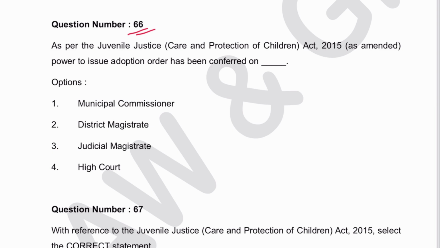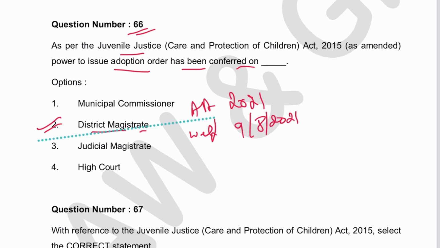Next 66. As per Juvenile Justice Act as amended, power to issue adoption order has been conferred on district magistrate. 2 is the answer. Earlier it was court. This was amended by the Amendment Act of 2021 with effect from 9 August 2021. Means at that time in the paper of 2021 they asked about the recent amendments. Any recent amendment that has come in any of the acts which has been asked in this question paper, kindly go through that. There will be one question on that.